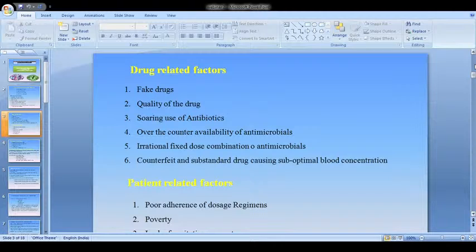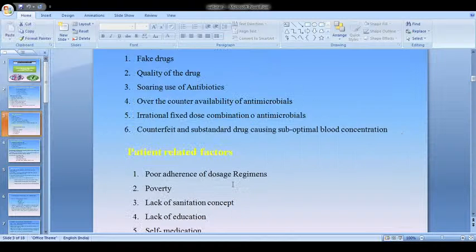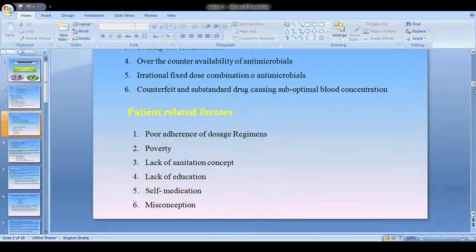Another thing is patient-related factors. The patient-related factors you can see here are poverty, lack of education, self-medication, poor adherence to dosage regimens, and misconstitution. So these are the patient-related factors which affect antimicrobial resistance.